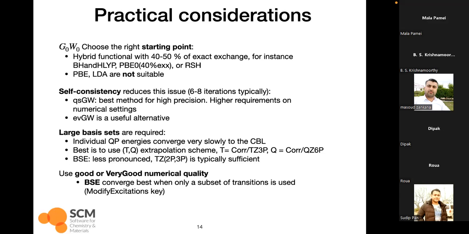And for BSE, something you can do, you can also just use a subset of transitions. There we have a key that's called modify excitations. And there you can basically decide I only want to consider orbital energy differences within, let's say, 2 Hartree, 3 Hartree. That typically won't change your final result if you're just looking at the lowest excited states. But in problematic cases where your Davidson doesn't converge, that always helps.